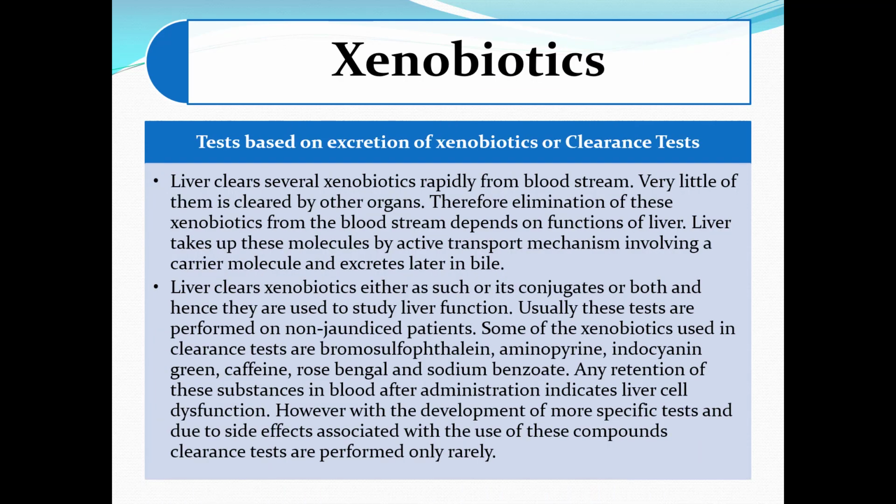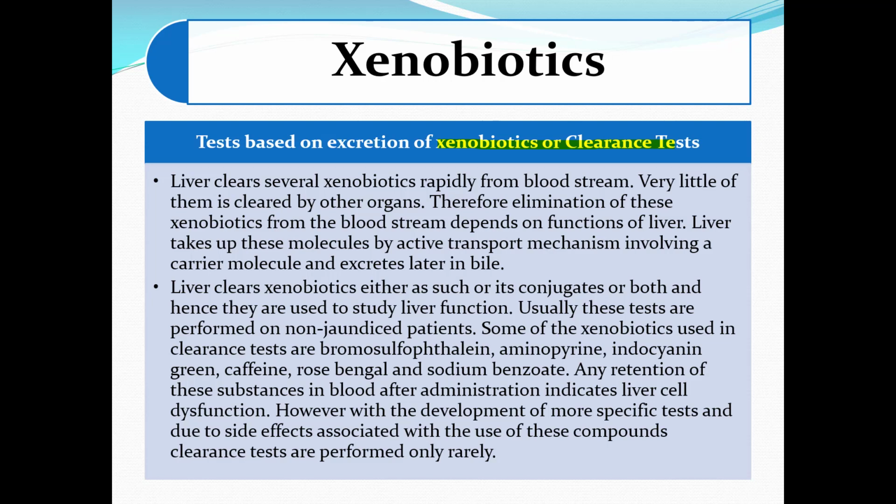Test based on excretion of xenobiotic or clearance test. Xenobiotics are toxic substances. So the liver helps us to eliminate most of the toxic substances in our body by conjugating them with some substance so that they can be excreted into the bile. So you can see many examples.